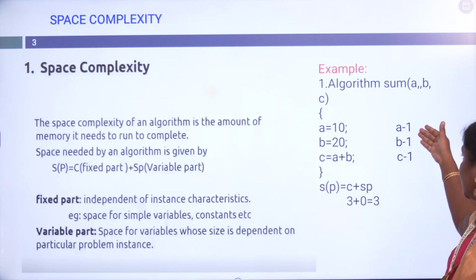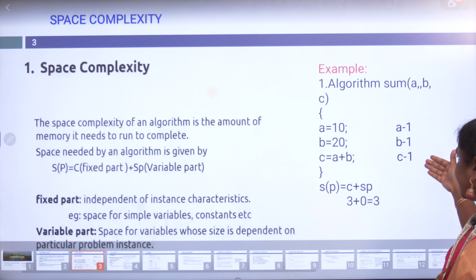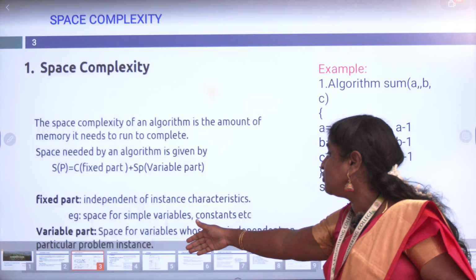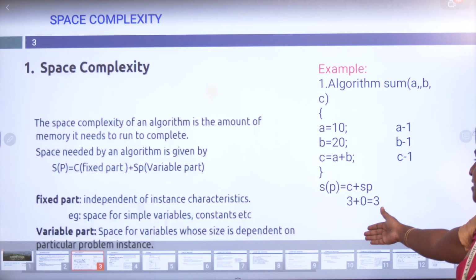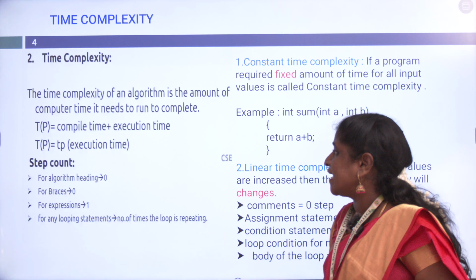A is equal to 10 contains 1 unit, B is equal to 20 contains 1 unit, and C is equal to A plus B, the storage of A plus B, contains 1 unit. So totally we have 3 units. Here we are not going to do further calculation based on the dependent variable, so that is 0. So 3 plus 0 is 3. And next is time complexity.